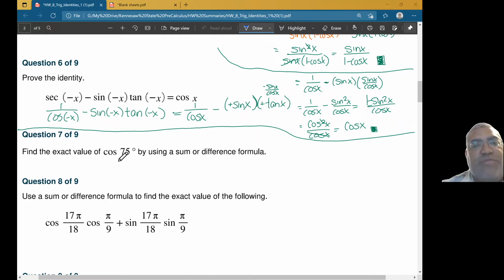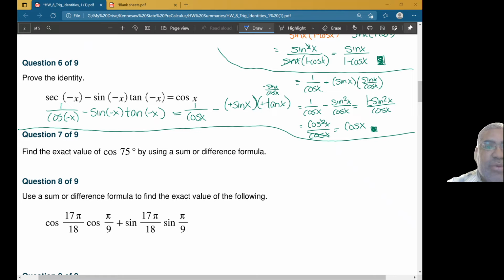All right, so find the exact value of cosine of 75 by using a sum or difference formula. Go to your formula sheet and you see cosines. There are two formula sheets that I'm going to potentially post if I'm asked. Here we go: sine of x plus y, sine of x minus y, cosine of x plus y, cosine of x minus y. We need two numbers to add up to 75.